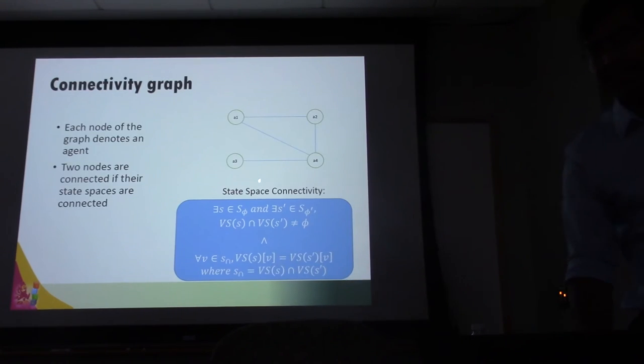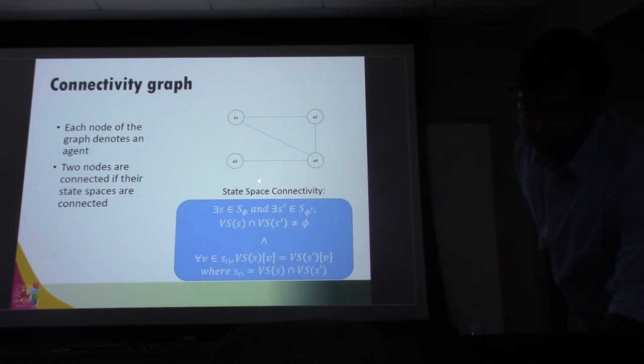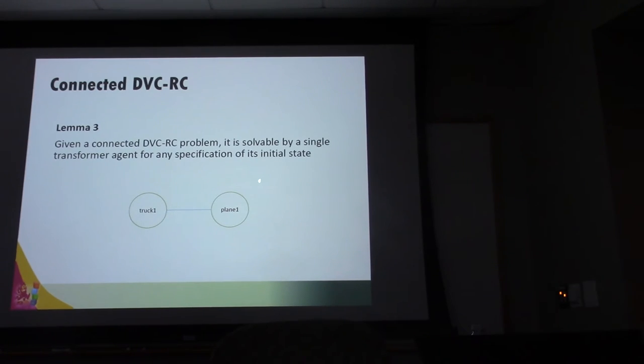And now we also define this idea of a connectivity graph. This is a graph consisting of agents as its nodes, and there is a connection between two agents if their state spaces intersect at some point. So basically, there is a point where agent one's state space and agent two's state space actually meet. And what we have found is, given a DVC-RC problem, if the connectivity graph of that problem is a single connected component, as in there is a path between every agent, we can solve the entire original problem using a transformer agent.